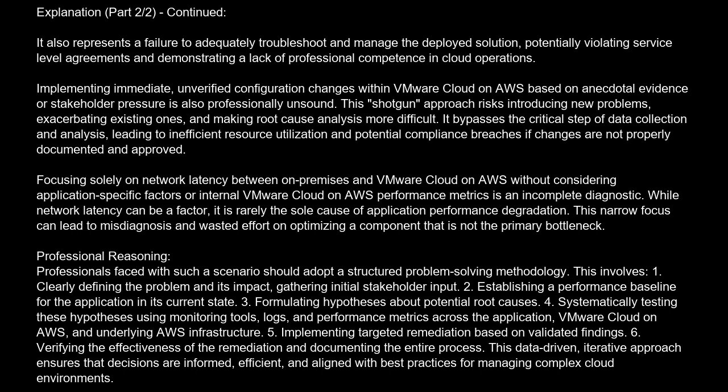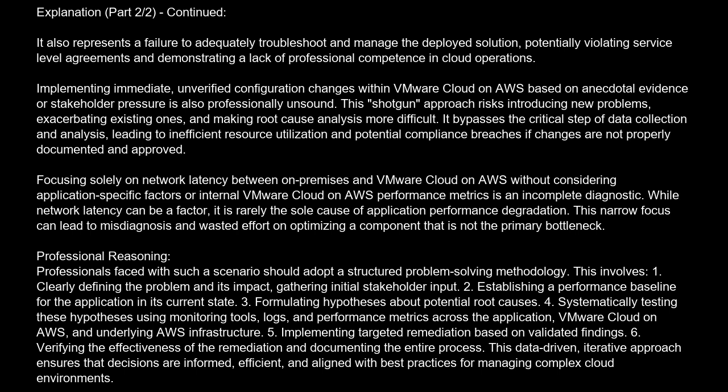Implementing immediate, unverified configuration changes within VMware Cloud on AWS based on anecdotal evidence or stakeholder pressure is also professionally unsound. This shotgun approach risks introducing new problems, exacerbating existing ones, and making root cause analysis more difficult. It bypasses the critical step of data collection and analysis, leading to inefficient resource utilization and potential compliance breaches if changes are not properly documented and approved.